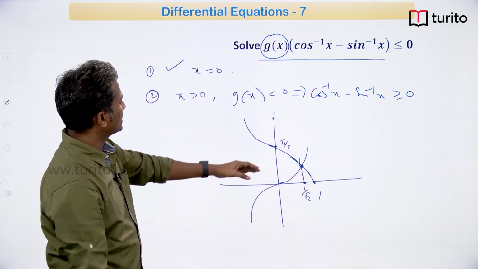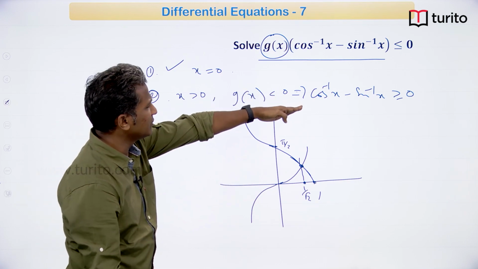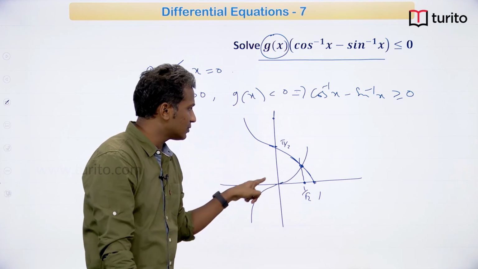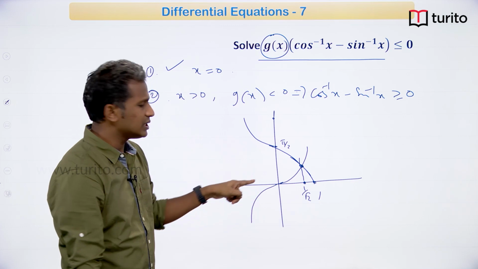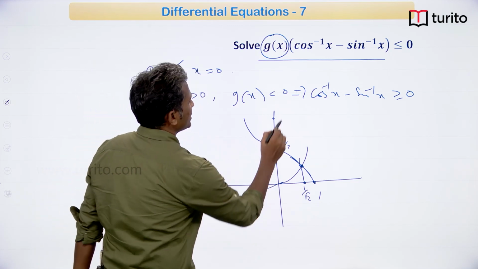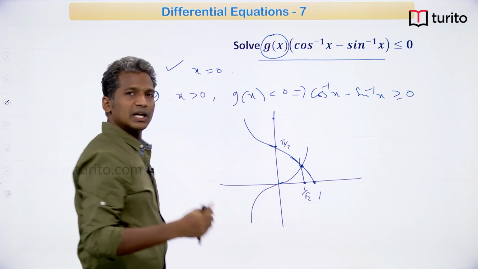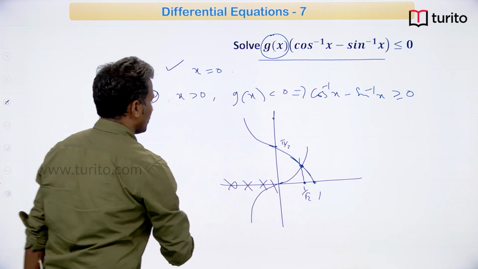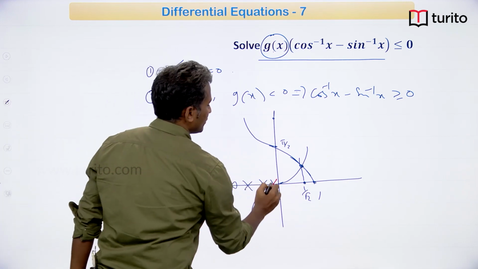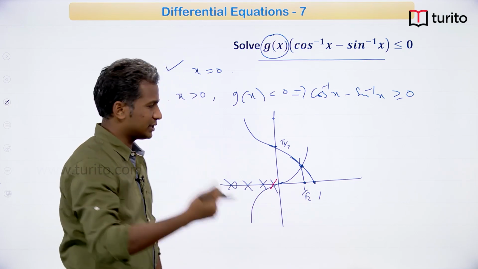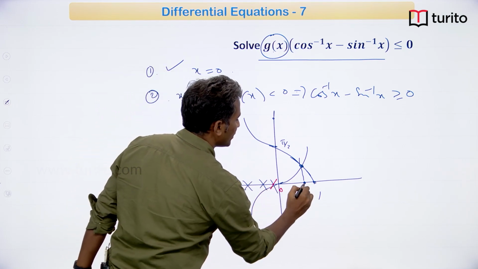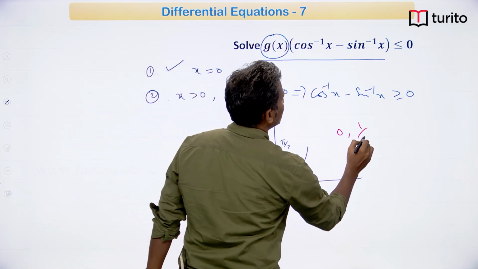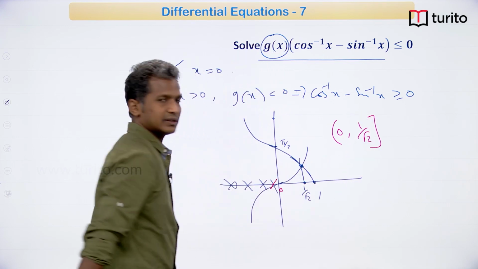Okay. Now let us see what we want. We want cos inverse to be greater than or equal to sin inverse. So we want this cos inverse graph to be greater than or equal to sin inverse. So for what values is it possible? Because if you check the domain of the g of x function, it is only 0 and positive values. So this negative part is neglected because it is not in the domain. Okay. So we have to take only the solutions which are positive. So starting from 0 till 1 by root 2, all values are possible.